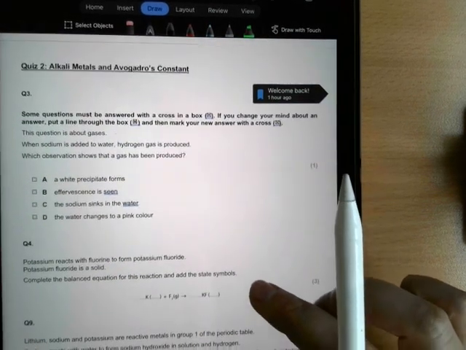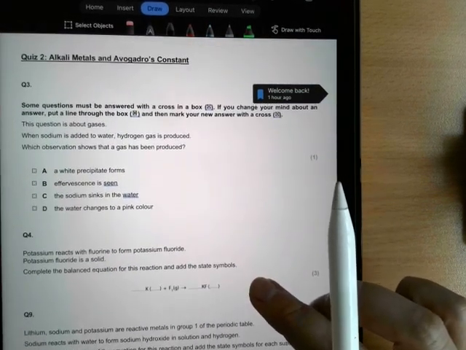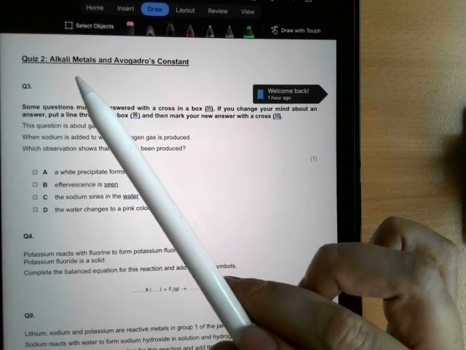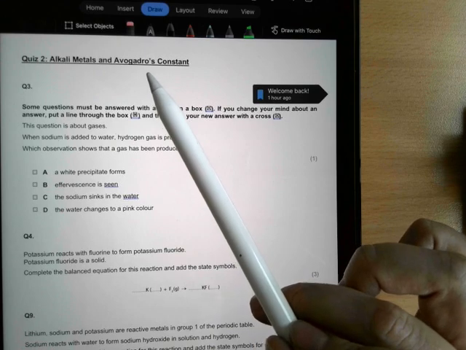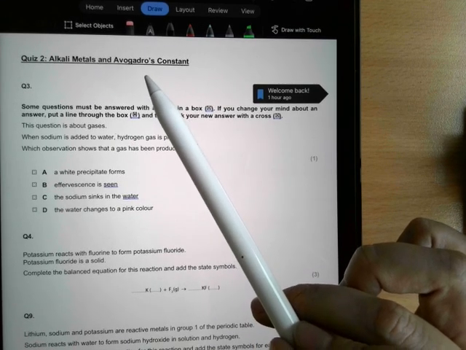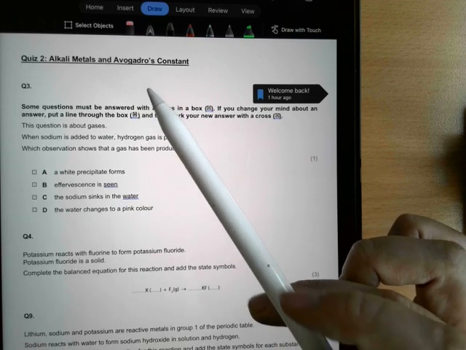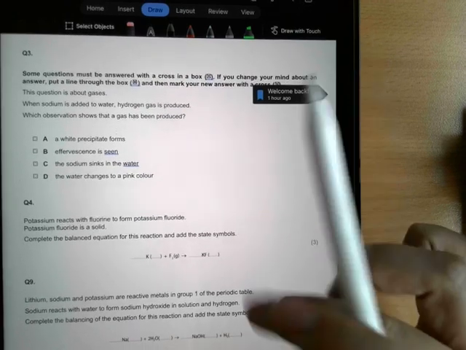Alright, so in this video I'm going to go through the questions that you need to do to prepare for quiz 2. I've got alkali metals in here, which is what we're doing in the lessons at the moment, and then I've also got Avogadro's constant, which is from a calculations topic that you did last year in year 10, so it's part of revision that will help you with your mocks. So the first question is on the alkali metals.